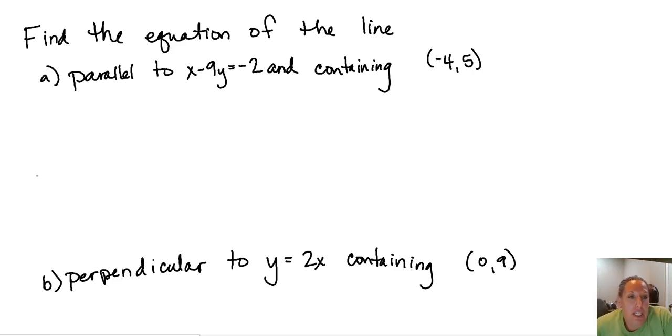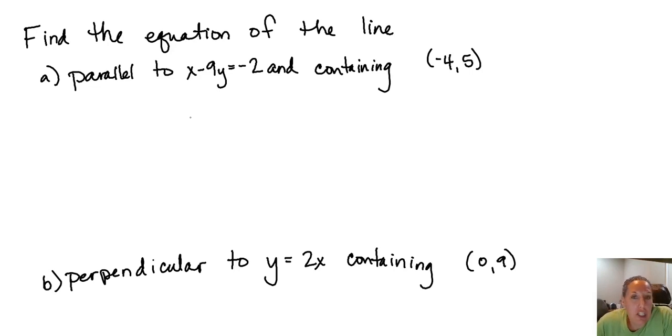Hello, in this video we're going to take a look at some parallel and perpendicular lines. Alright, we want to find the equation of the line that is parallel to the line with the equation x minus 9y equals negative 2 and contains the point negative 4, 5.